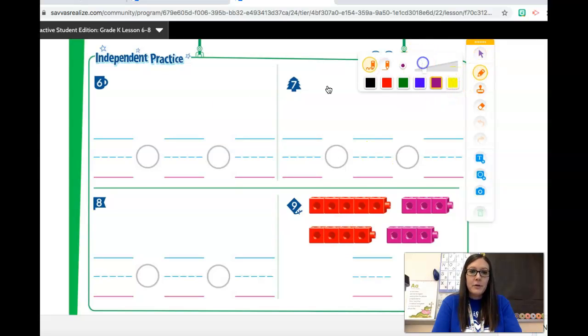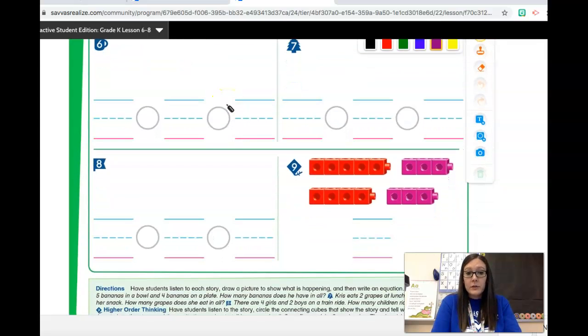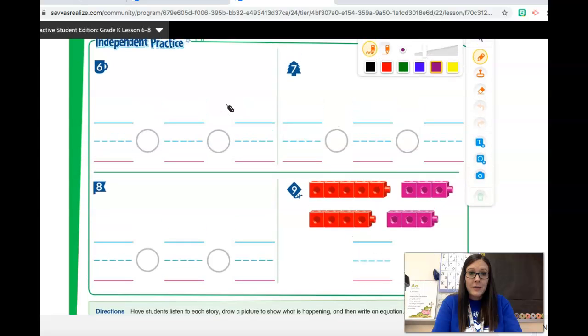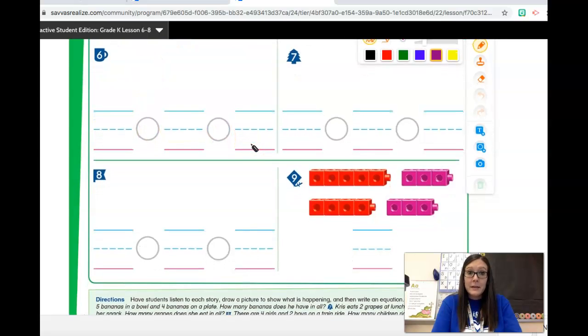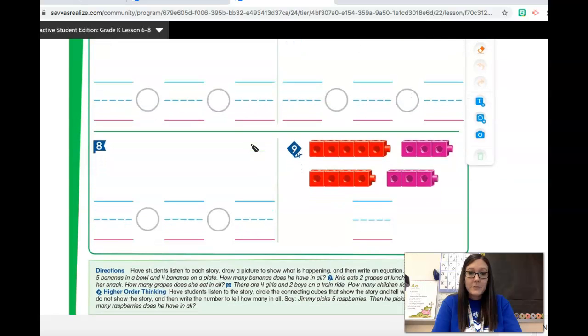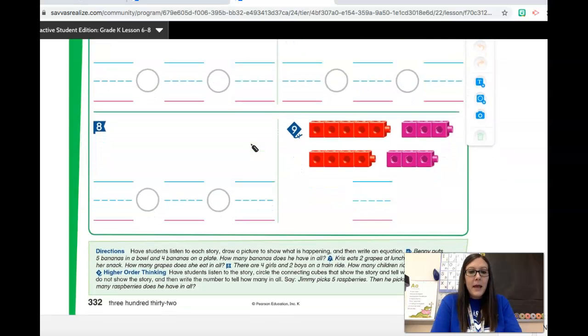All right, let's try number 6 coffee cup. I'm going to read it to you, a math story, and I want you to draw the picture and write an equation that matches the picture. So you're going to draw your picture right here and write your math equation right here, just like I did a minute ago. Listen carefully. Benny puts 5 bananas in a bowl, and then he puts in 4 more. How many bananas does he have in all?